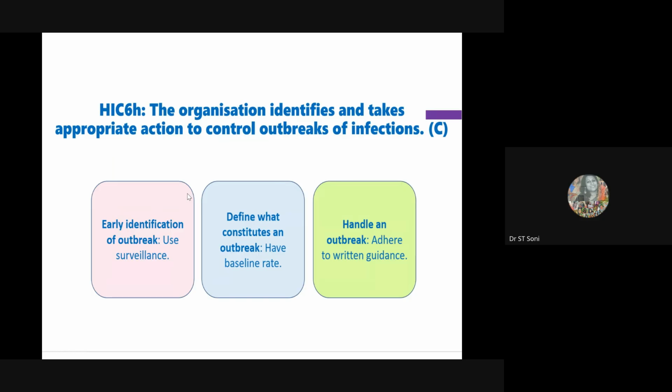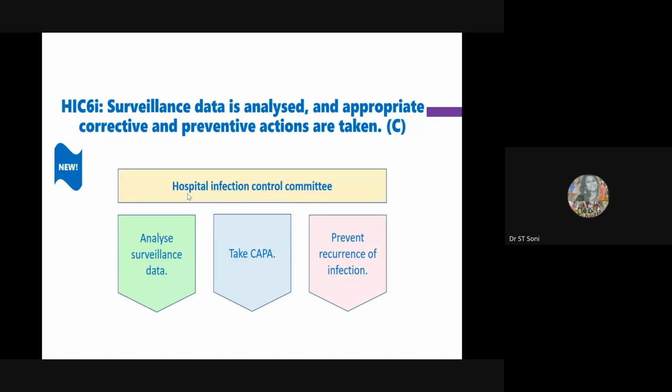Okay, and outbreak management, definitely the early identification. So clustering of the cases in a ward, if you see in ICU, if you see that 5 patients are having the ventilator associated pneumonia with acinetobacter, it is an outbreak. So the appropriate investigation has to be done through a thorough investigation. And then we need to handle the outbreak adhering to the infection prevention and control guidelines.